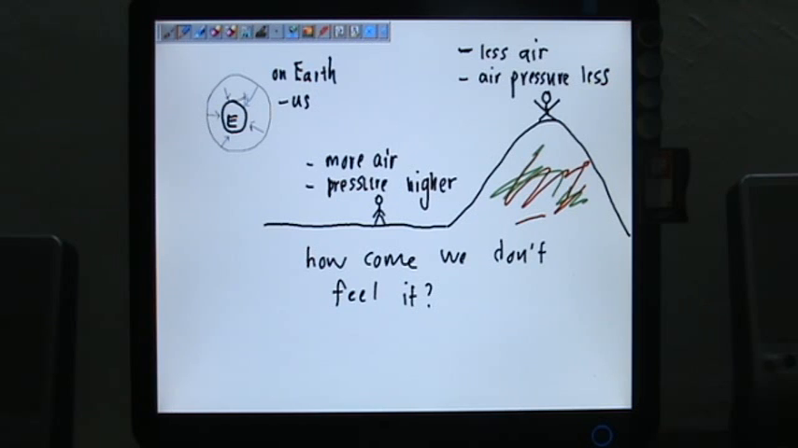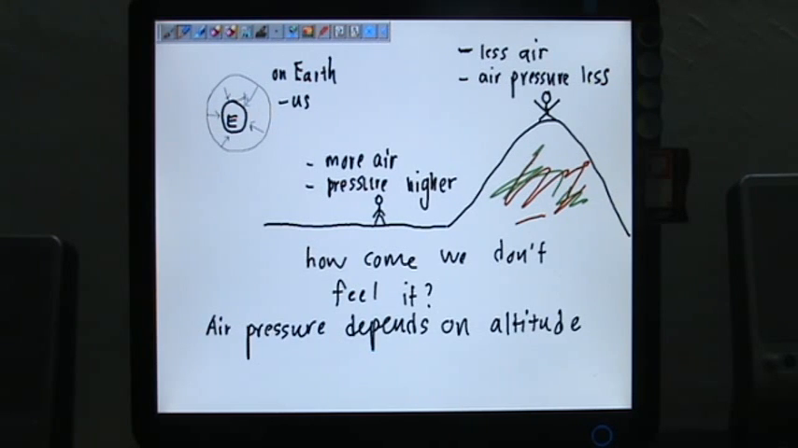Okay, so one conclusion we can make is that air pressure actually depends on altitude. At a higher place, you have less air pressure. At a lower place, you have higher pressure.